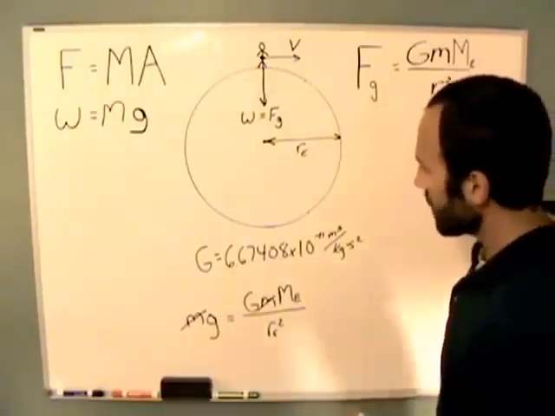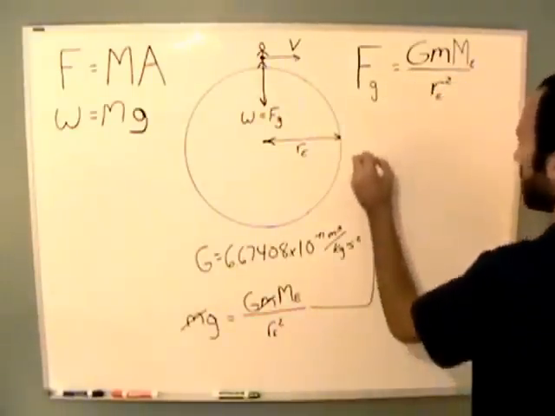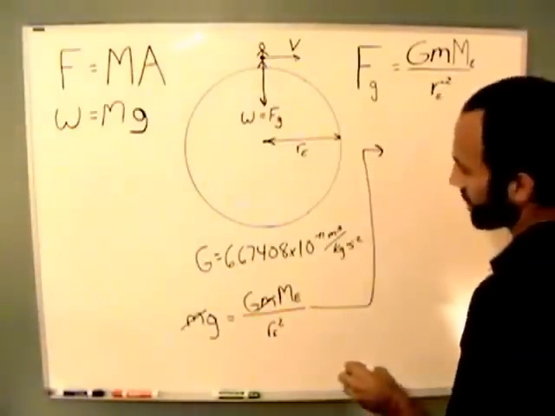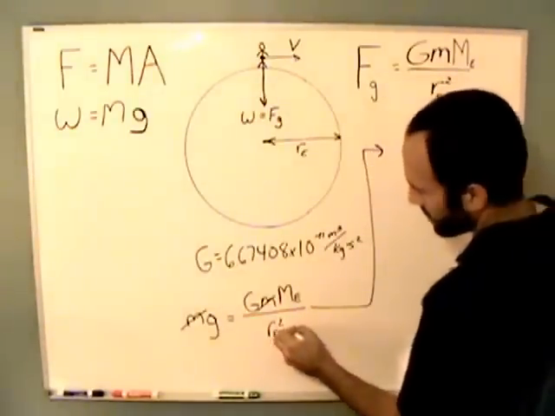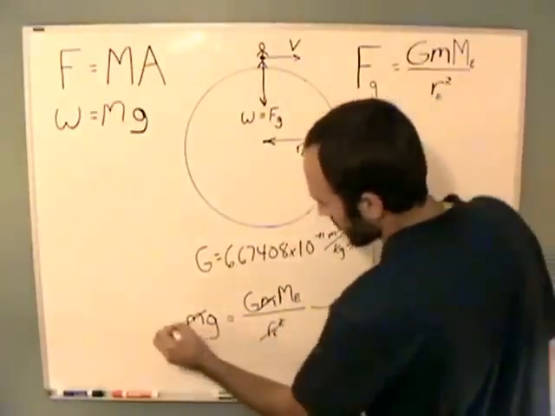Okay? And now, let's come up here. You can solve for the mass of Earth. You can multiply the radius squared times both sides, and that comes over here.